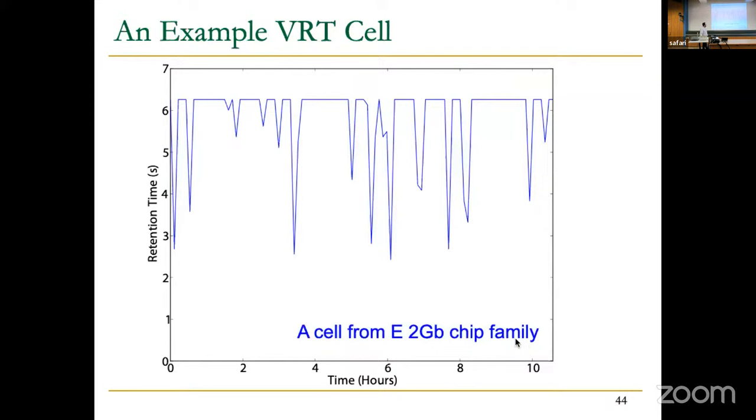So this is an example cell from a 2 gigabit chip family. You have the retention time on the y-axis and the experiment time on the x-axis. We keep testing the retention time for this chip, and sometimes it shows a retention time around 2 to 3 seconds in these local minimums. Other times it's more than 6 seconds here. So it keeps jumping back and forth, right? And this is completely random.